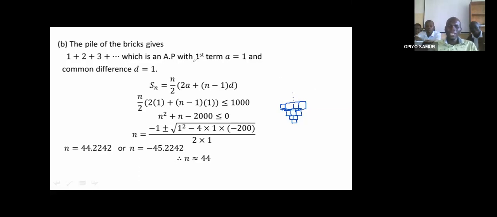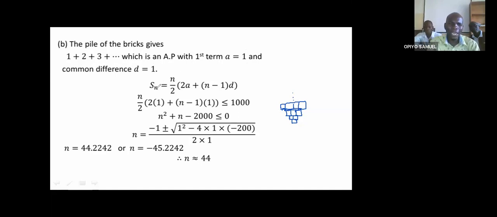So when you look at this, the first row has 1 brick, so 1 plus. The second row has 2, the third has 3, and the fourth has 4, in that order. And this gives us an AP with the first term being 1 and common difference also 1. With 1,000 bricks to be used, we need to sum this up.